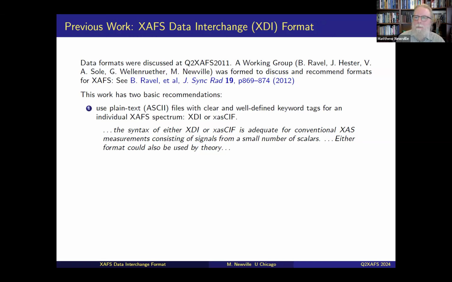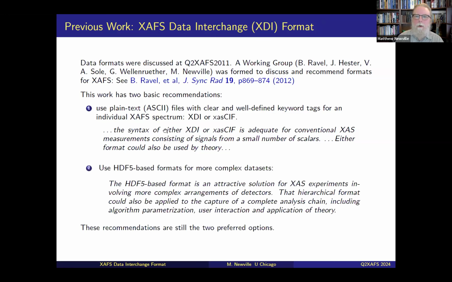This is a plain ASCII format with really clear and well-defined keyword tags for a single XAFS spectrum. At the time, this was thought to be a big enough challenge. It was a challenge, in fact, to get to a format other than the raw data from a beamline that can consistently show and describe an XAFS spectrum. There were other options available at the time, like CIF, and we've decided that the plain ASCII format that we have is actually still quite attractive.